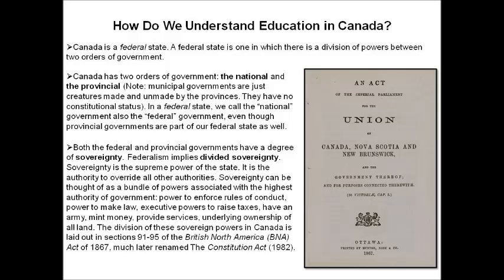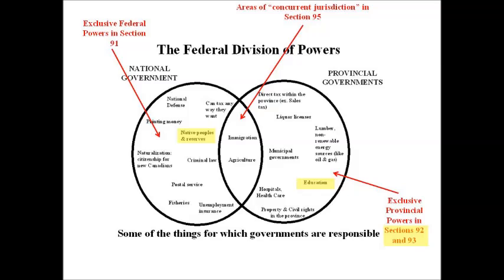The division of these powers in Canada is laid out in sections 91 through 95 of the British North America Act, or the BNA Act of 1867, much later renamed the Constitution Act in 1982. Okay, so sections 91 through 95. I've just drawn a little Venn diagram here for you, but Section 91 is all about all the powers that the federal government or the national government is supposed to have, and you can see that I've listed them there.